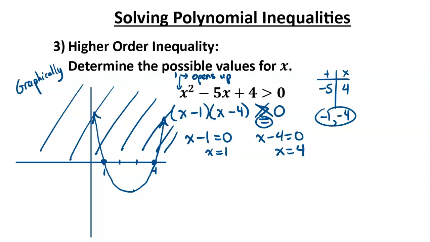In other words, what we can see is that x cannot be between 1 and 4. So the only allowable values for x are from 1 and below or from 4 and above. So we'd say that x has to be less than 1 or x has to be greater than 4. And that's the same answer that we get by doing it the other way.